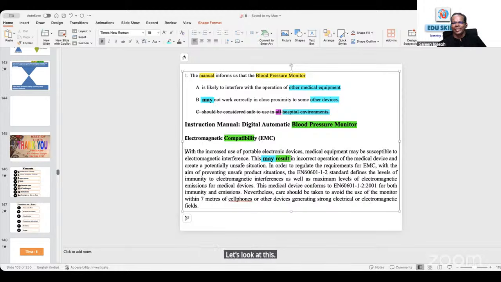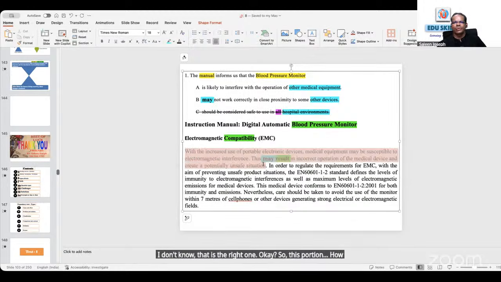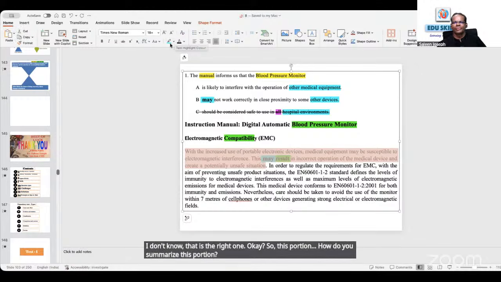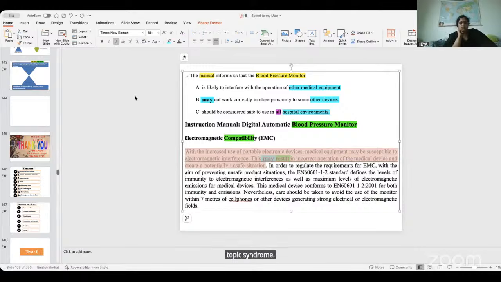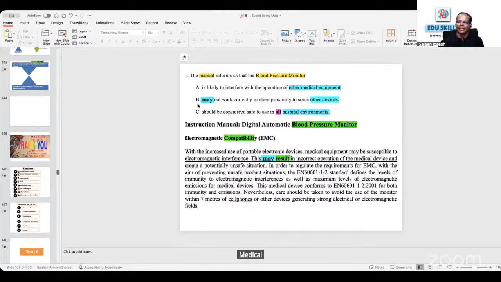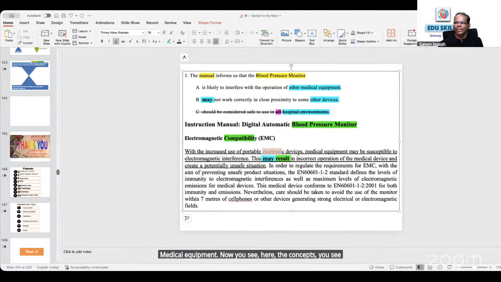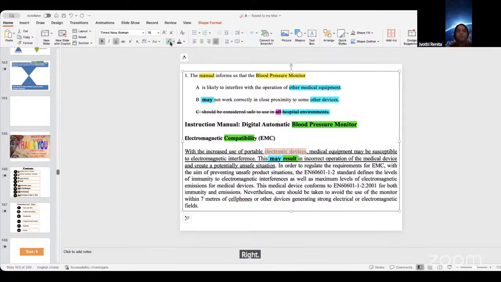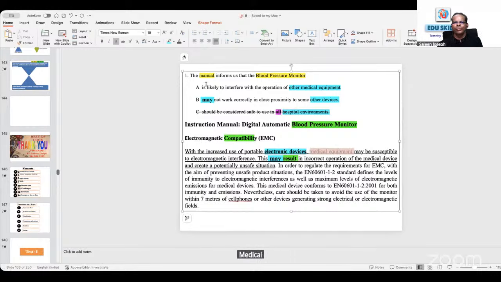How do you summarize this portion? The topic sentence is concluded with the next sentence. It says, portable electronic devices will interfere with medical equipment. Now you see here the concepts. You see the concept-based hedging words I mentioned in the answer options. Electronic devices. Then medical device, equipment. Then electromagnetic interference.